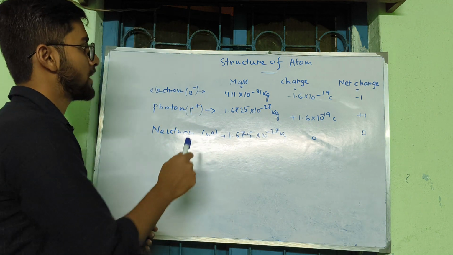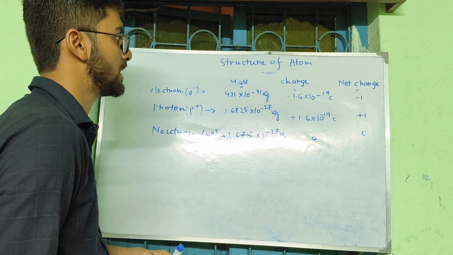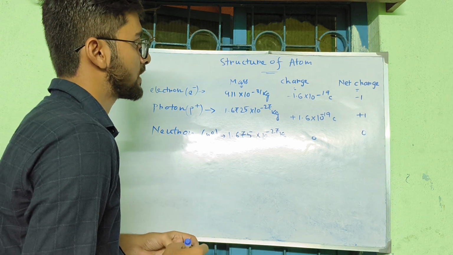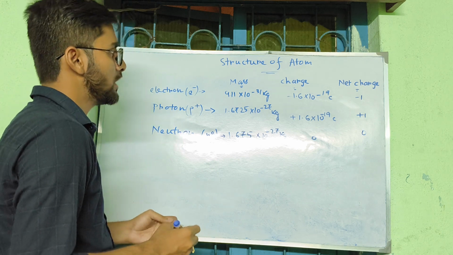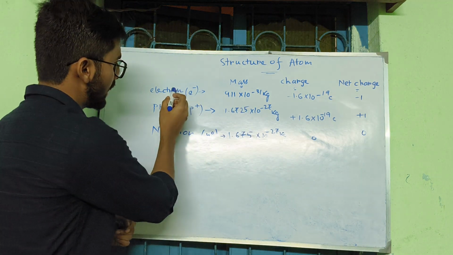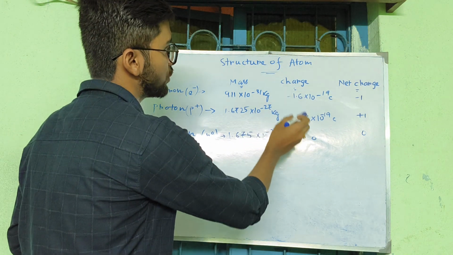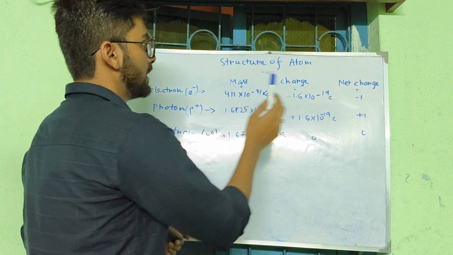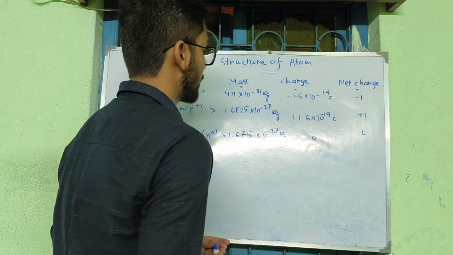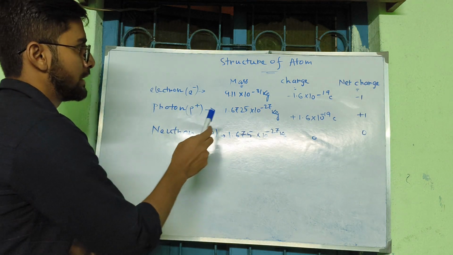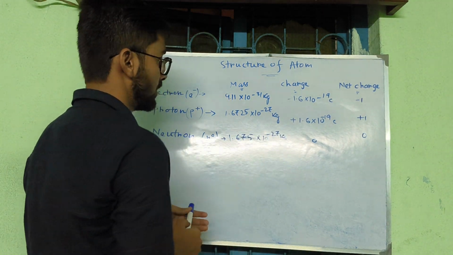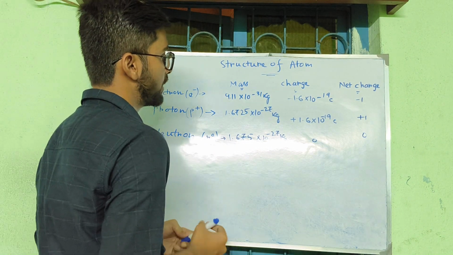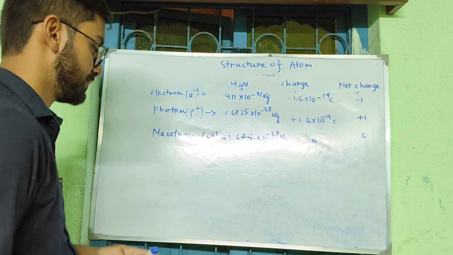In case of proton, it has a mass of 1.6725 into 10 to the power minus 27 kg, and it has a charge of plus 1.6 into 10 to the power minus 19 coulomb. In this case, electron and proton have the same magnitude of charge, but they are opposite in sign. The net charge of proton is taken as plus 1. In case of neutron, it has no charge as it is electrically neutral, but it has a mass of 1.675 into 10 to the power minus 27 kg.